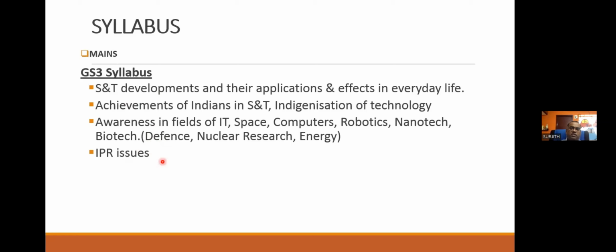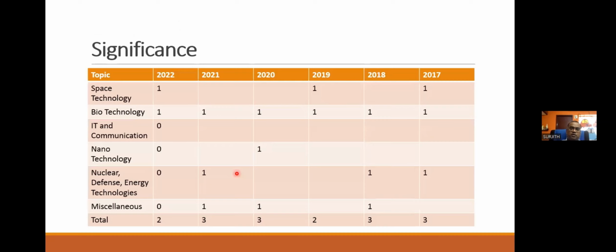Okay, when we see the questions from this part, how the questions are asked from these lines, you will get clarity. Now the next slide is about the significance of this particular chapter in the UPSC mains examination. I have clearly divided the technological developments: space technology, biotechnological development, ICT development, nano development, nuclear, defense and energy technology development, and another development which I have put under miscellaneous.